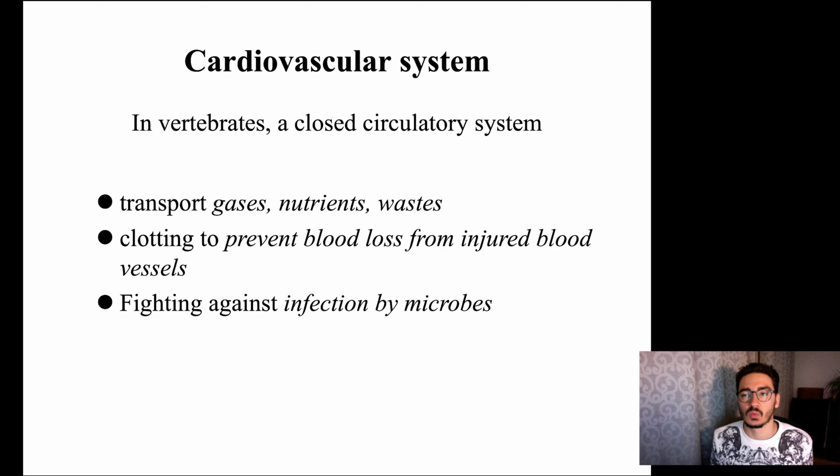Also, our blood system, especially the vasculature system, also includes our immune system, because we have different types of blood cells which are immune cells, which are going to help us fight against infection and different types of bacteria and viruses. And another function is to prevent blood loss if you have an injury.